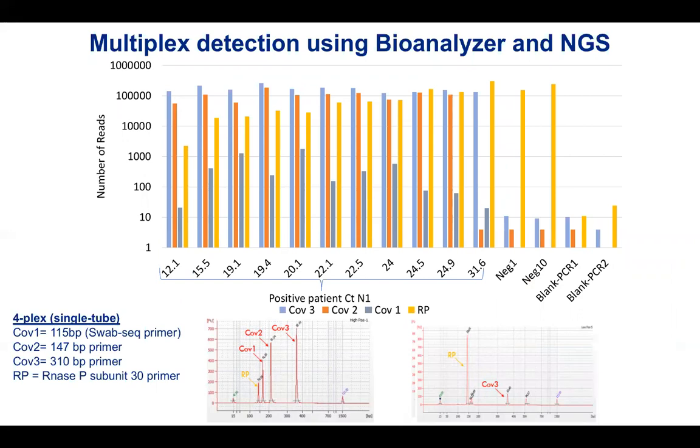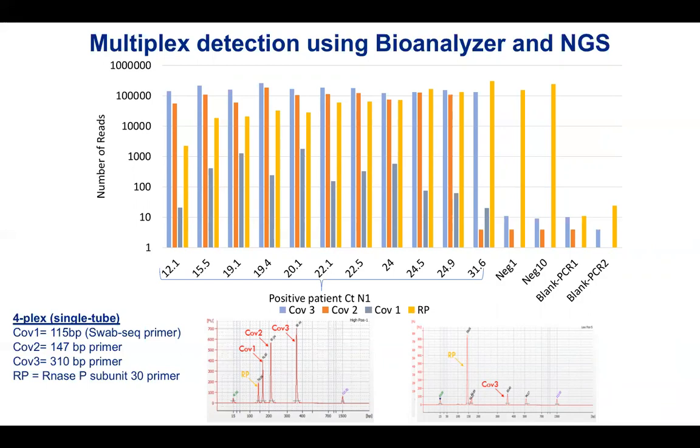This slide shows the results from our 4-plex single-tube capture of 3 COVID genome target regions and the human RP gene. The upper figure has the normalized NGS reads for 11 patient samples with different viral loads, ranging from high to low viral loads from left to right. This is based on their qPCR cycle threshold, CT, shown below for each sample.